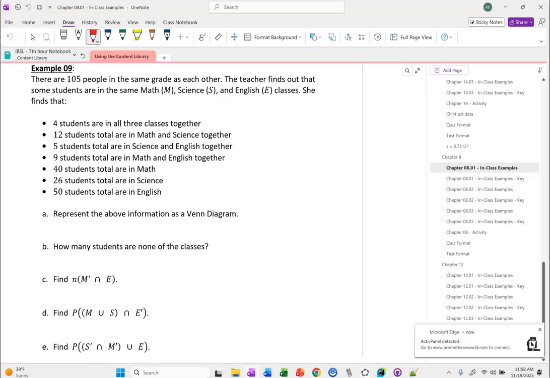Example. There are 105 people in the same grade. The teacher finds out some students are in the same math class, science class, and English class. She finds that 4 students are in all 3 classes together. 12 total students are in the math and science class together, 5 in science and English together, 9 in math and English together. 40 in math, 26 in science, 50 in English.